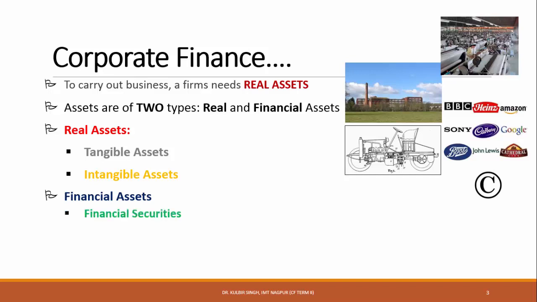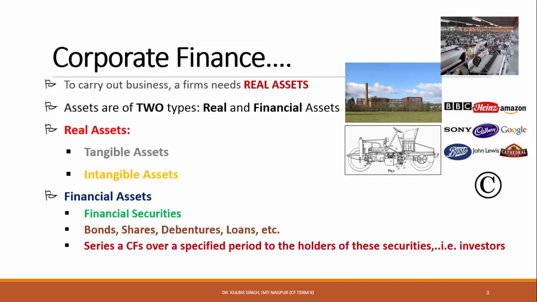The other type of asset is financial asset. Financial assets are basically financial securities like bonds, shares, debentures, loans, etc. These financial assets generate a series of cash flows over a specified period in the form of interest payments, principal amount, dividends, capital gains, etc. to its holders, that is, investors. These financial securities are issued by corporates and financial institutions. These securities are in turn purchased by individual investors like you and me, financial institutions like mutual funds, insurance companies, banks, pension funds, etc.